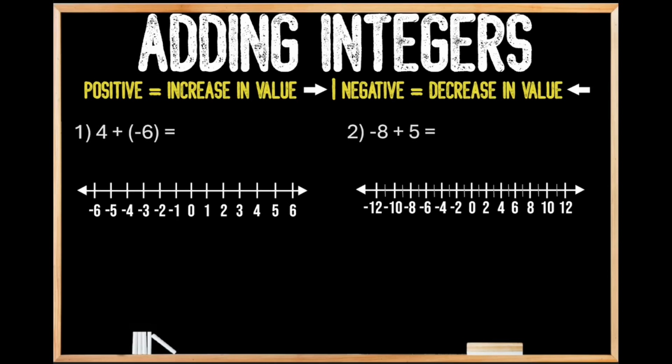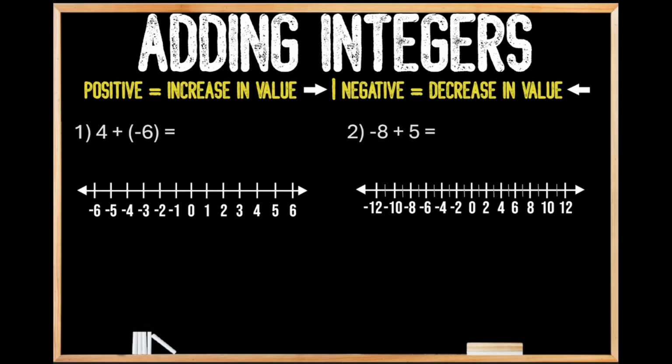Today we're going to be looking at how to add integers using a number line. We have a couple of examples that we're going to work through together here, so let's get started. For question number 1, we're being asked to add 4 plus -6.